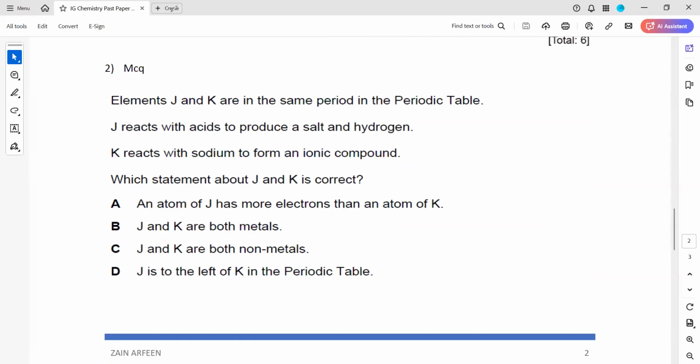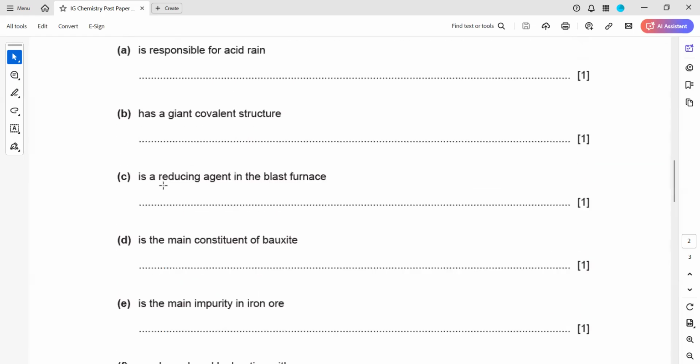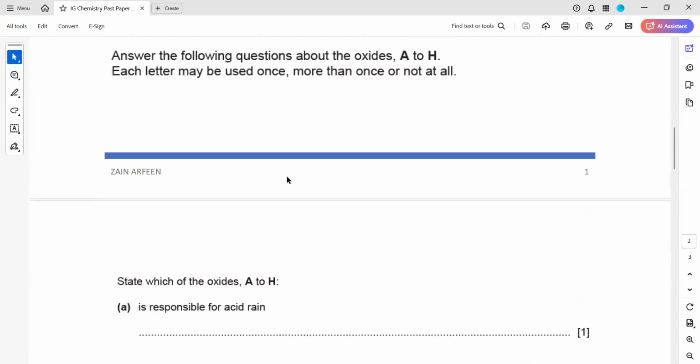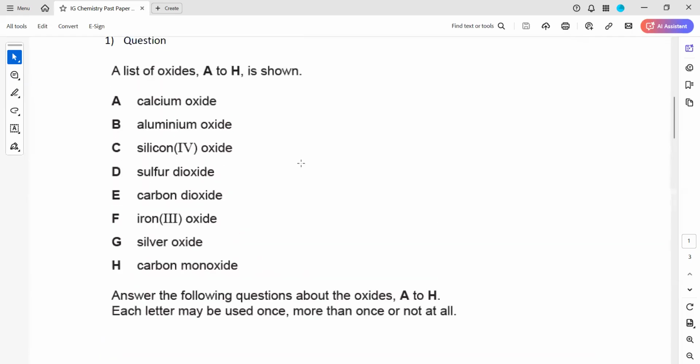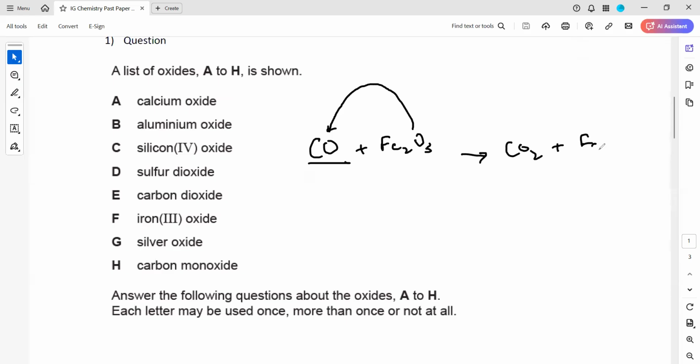In part C, is a reducing agent in a blast furnace. So what is a reducing agent in the blast furnace? Which oxide is used to remove oxygen from the iron? The carbon monoxide is used to remove oxygen from the iron. This carbon monoxide removes the oxygen from the iron, so as a result it will produce carbon dioxide and iron metal. So we call this carbon monoxide a reducing agent. Carbon monoxide is actually a reducing agent used in the blast furnace.